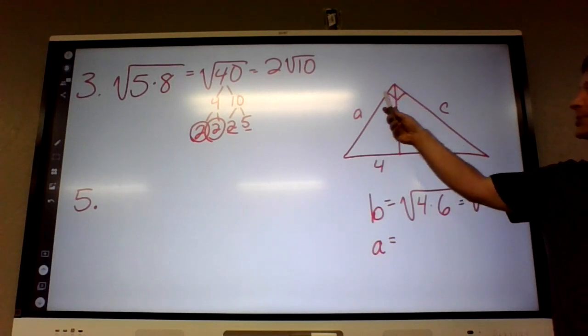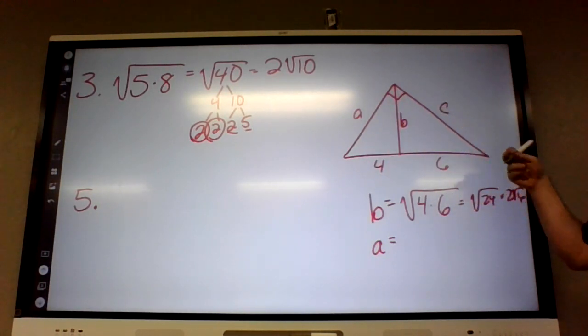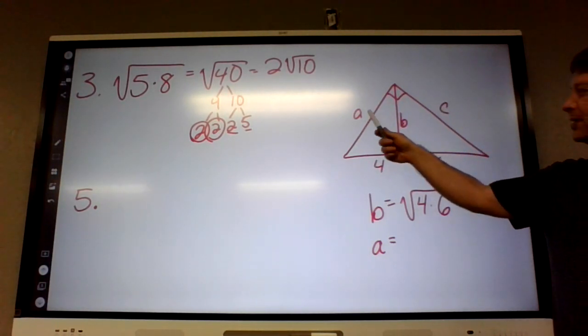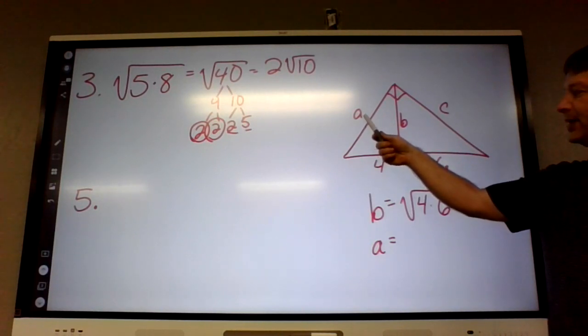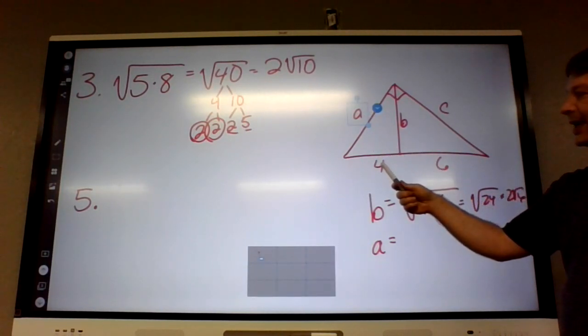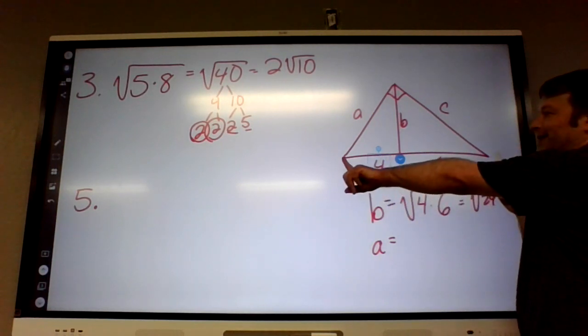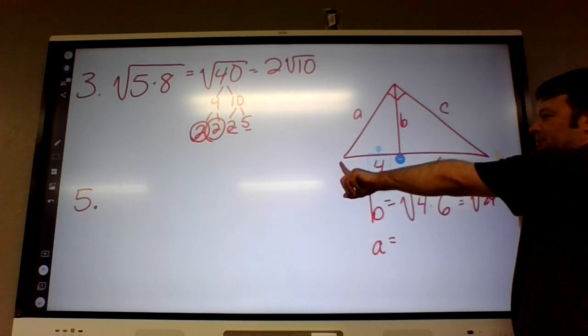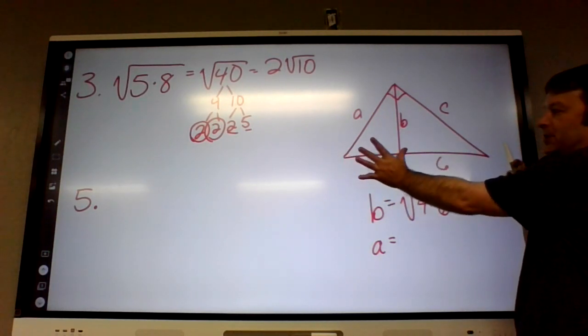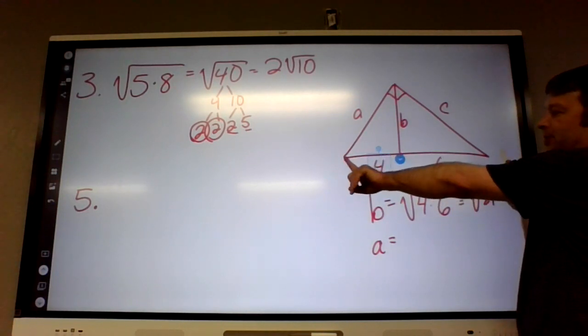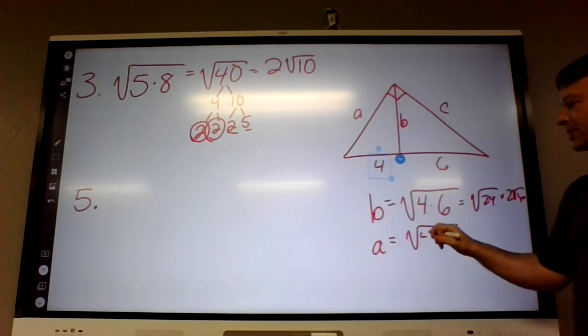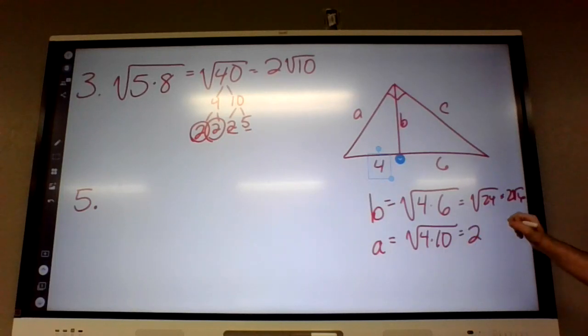So A, it's like the two legs on the big triangle. Instead of using 4 and 6 for A, you're going to use 4 and 10. Okay, so use the close segment and the whole thing. So it's the square root of 4 times 10. So like square root of 40, 2 square root of 10. We just did square root of 40.